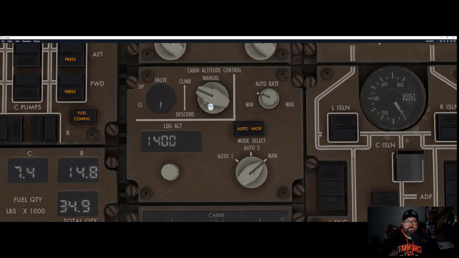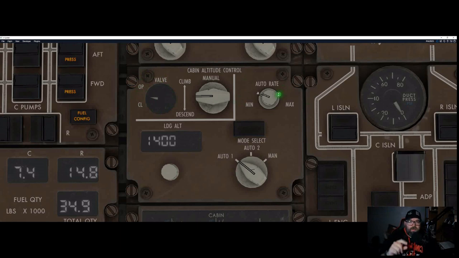Now, that is pretty self-explanatory, right? I go into climb, it moves. I go into descend, it moves. And that determines what my cabin altitude is in the manual position. Okay. Now, notice I go back to auto. It puts the outflow valve where it should for me to get whatever pressure I'm at this particular time.